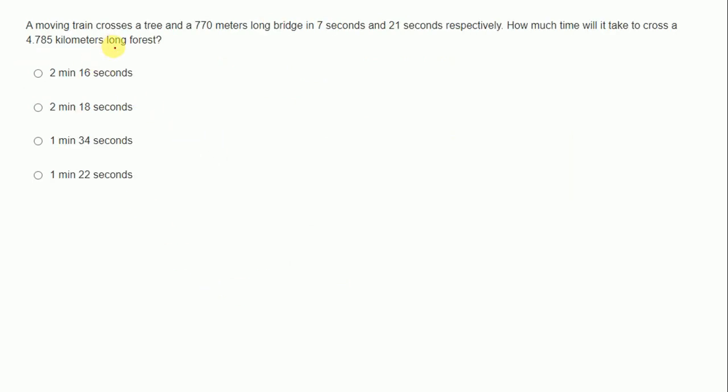A moving train crosses a tree and a 770 meter long bridge in 7 seconds and 20 seconds respectively. How much time will it take to cross a 4.785 kilometer long forest? So it is given to us that it is crossing a tree in 7 seconds. The length of the train be x.